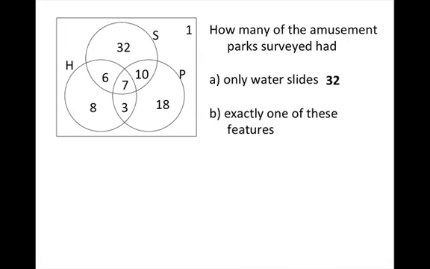Now I want to know how many parks had exactly one of these features. So of the water slides, 32 parks only had water slides, 8 parks only had hotels, and 18 parks only had wave pools. So if I add these, 32 plus 8 plus 18, that tells me 58 parks had only one of the features we were focusing on.